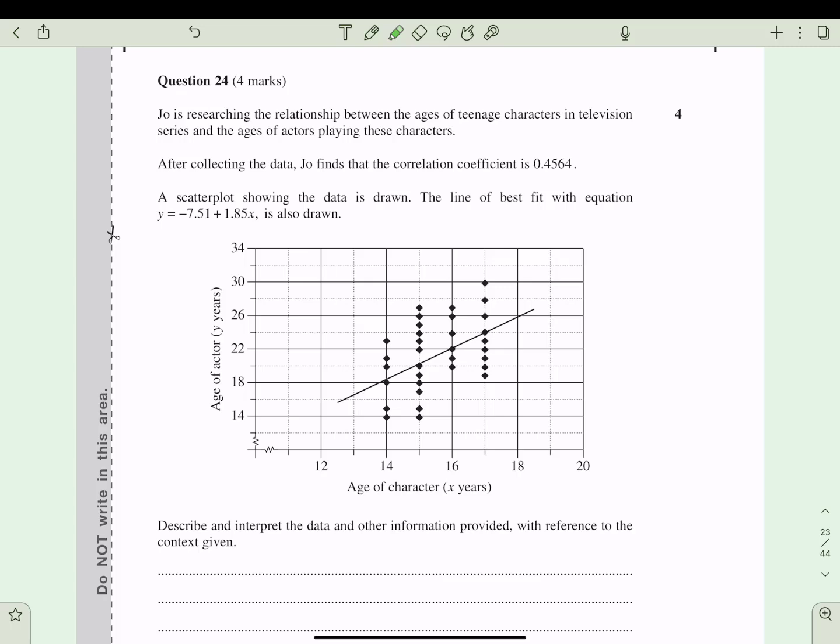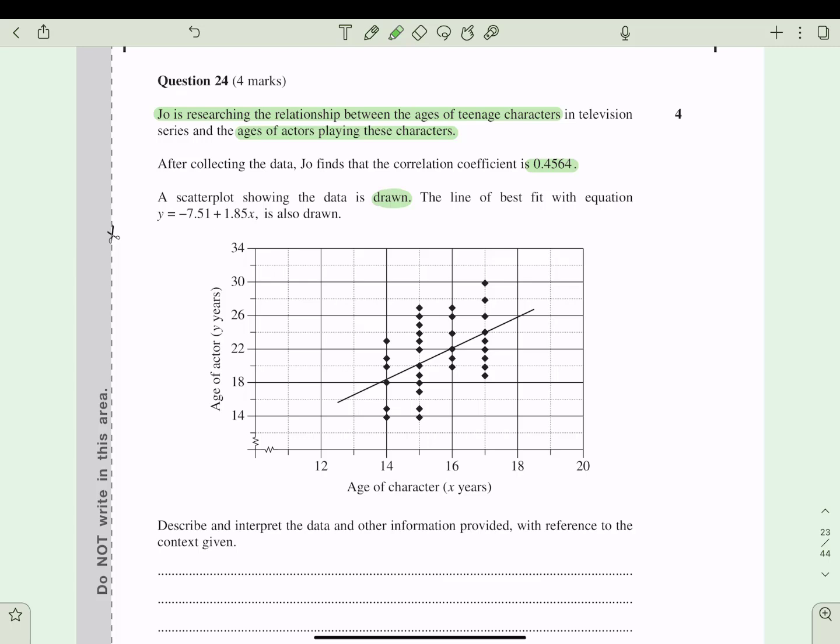Question 24. So here we have Joe, who is researching the relationship between the ages of teenage characters and the ages of the actors who play these characters. After collecting the data, Joe finds that the correlation coefficient is 0.4564, and a scatter plot of the data is drawn. This is what we can see below.